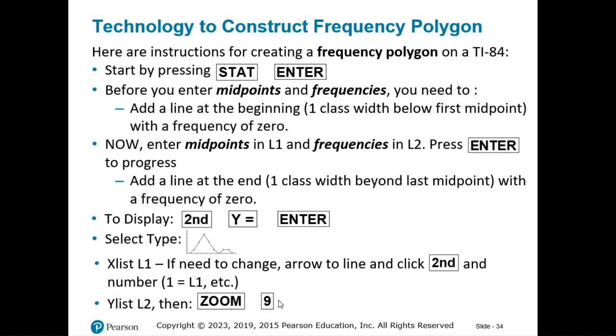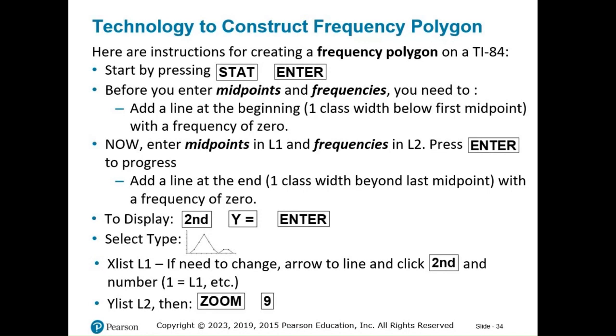If you need to change the X list and Y list to reflect that you have data in the L1 list and frequencies in the L2 list, you may need to arrow to the correct line and press the second button and 1 for L1 and the second button and 2 for L2. Or you may have a different way of selecting L1 and L2. The calculator that you have may have different commands for that part.